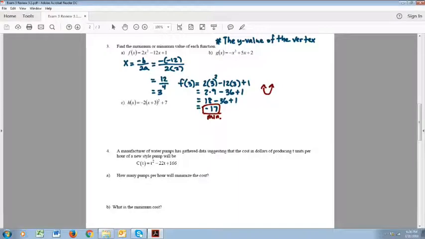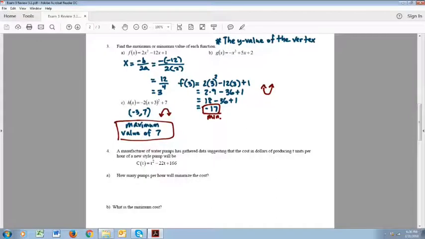So in each of these problems, you would want to find the vertex. In part C, it's in vertex form. And so in this problem, we'll see h is going to be negative 3 and k is going to be 7. So the vertex is negative 3, 7. And this certainly opens down because of that negative 2, which means we're going to have a maximum, and it's going to be 7. Again, the maximum or minimum is always the y value of the vertex.